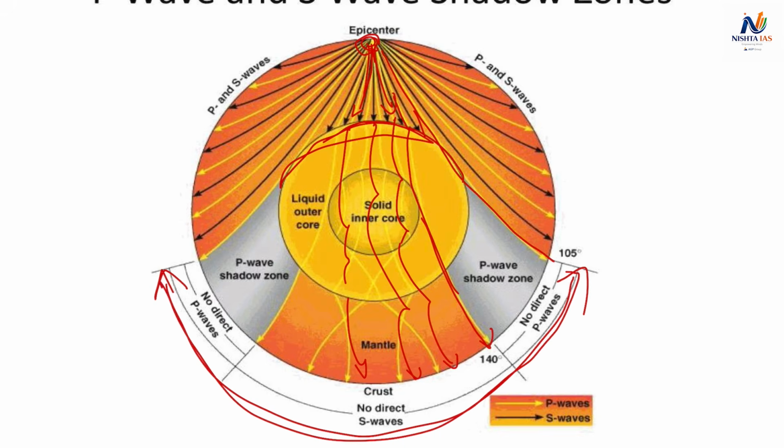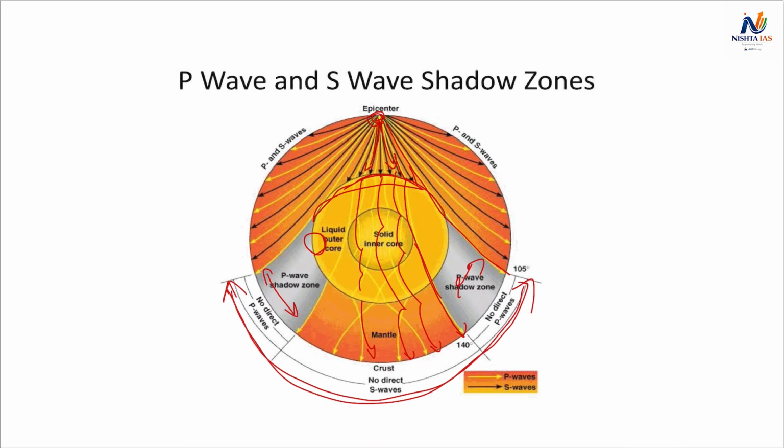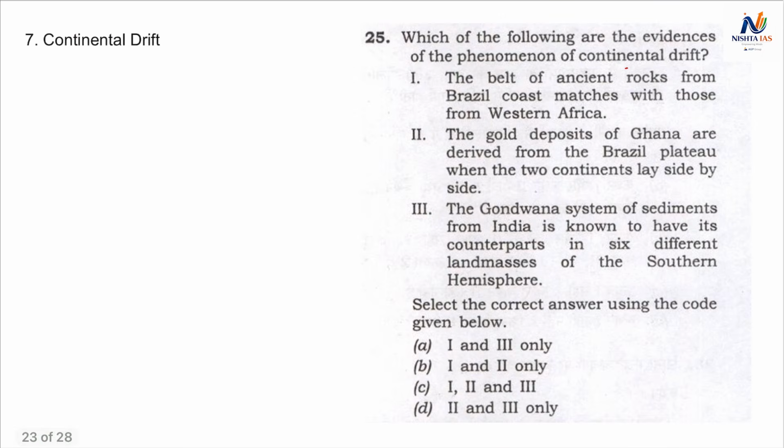So I hope now you got the reason why there is an S wave shadow zone which is very big, but the P wave shadow zone which is very small. P wave shadow zone is because the waves only deflect. S wave shadow zone is because the waves completely die down. Yes, likewise. So remember such concepts, they will be very tricky. Then continental drift. Friends, plate tectonics.